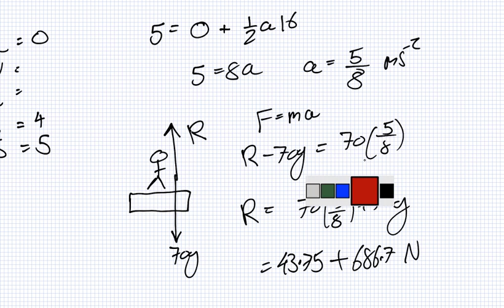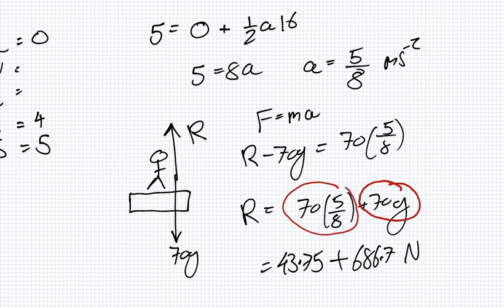This is what the weighing scales would need the reaction force to be to give the right answer. But this here is only because the weighing scales are accelerating up, because this was just because there was an a here. Really, the weighing scale shouldn't be moving and a should be 0. That would make this 0, which would make R equal to 70g.